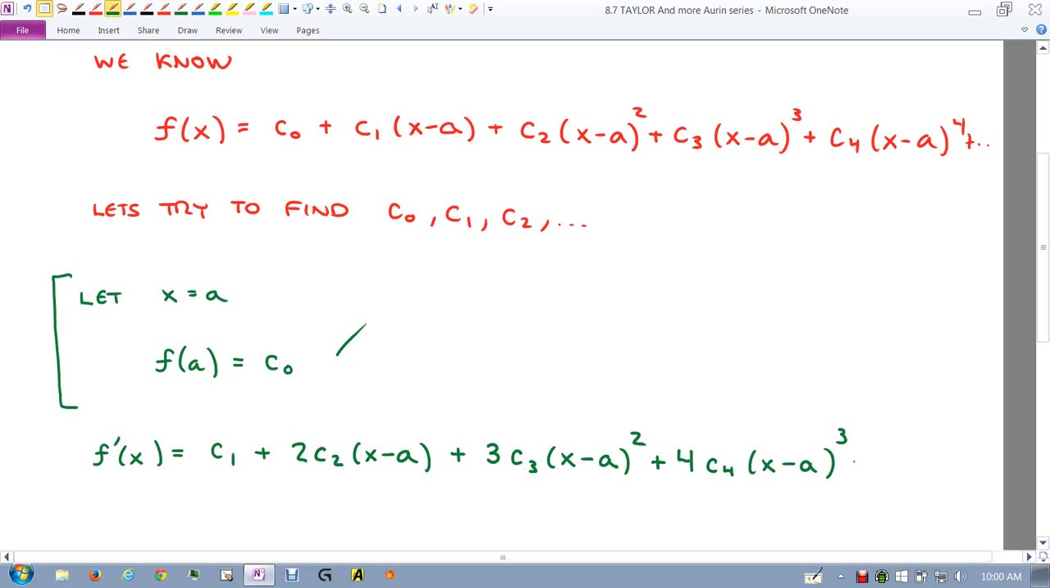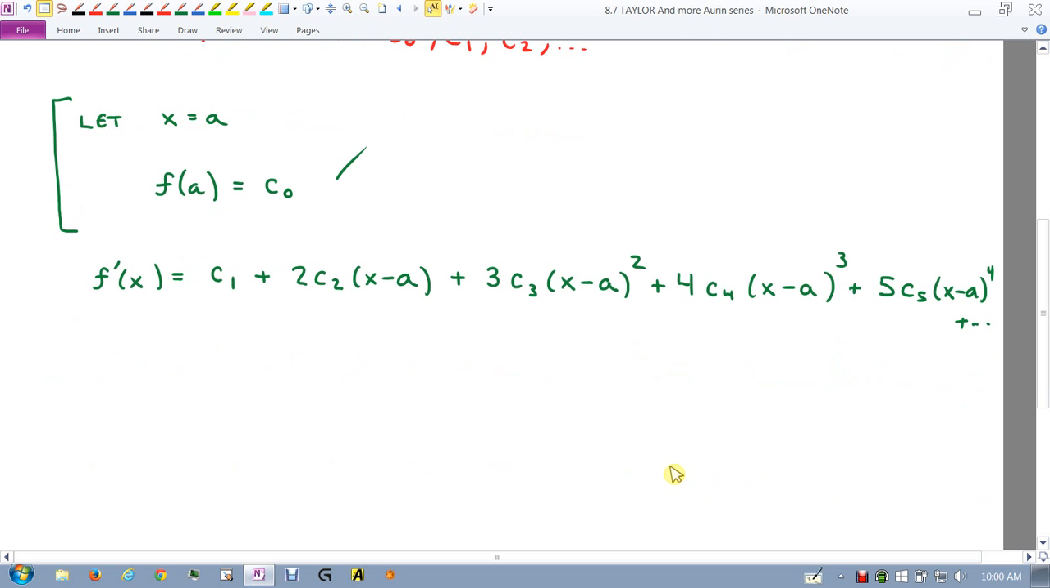And then plus, I'll do the next one just because I have a little space and I want to see if you understand the pattern. What's the next one? 5. Oh, sorry, I forgot the c sub 5. X minus a to the 4th plus dot, dot, dot. All right, fine. That's what the derivative is. Why in the world did I do that? Because now what I'd like for you to do is find what f prime of a is. What's the derivative at a? C1, isn't it?